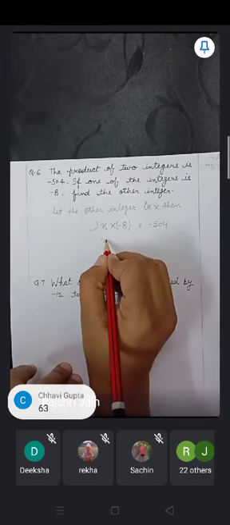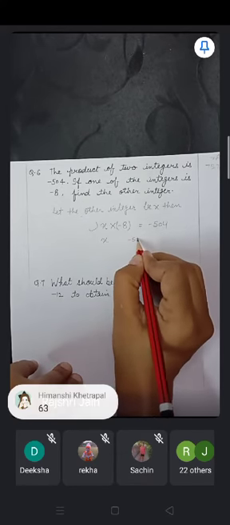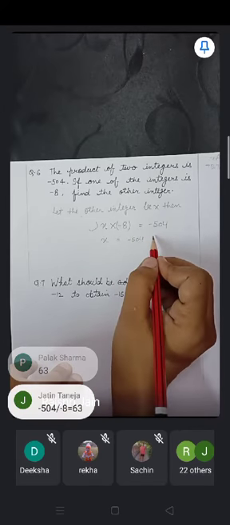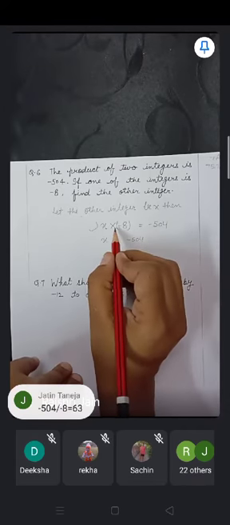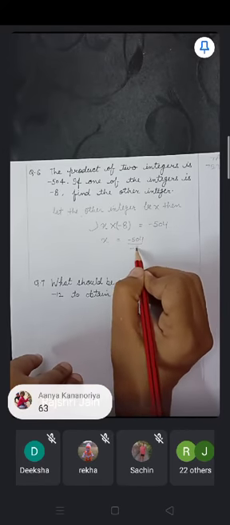We have to find the value of x, keep it here as it is. On the right hand side you can see -504 is there. This -8 will go to the right side. Here on the left side it is in multiplication, but on the right side it will go into division. Why?